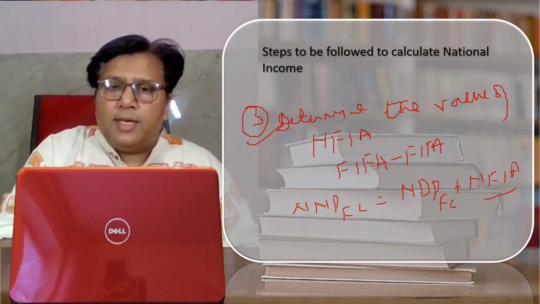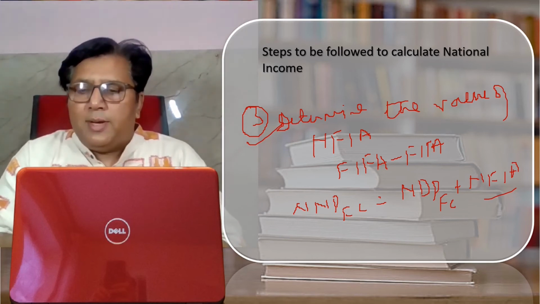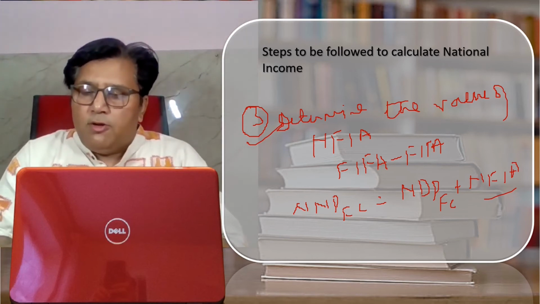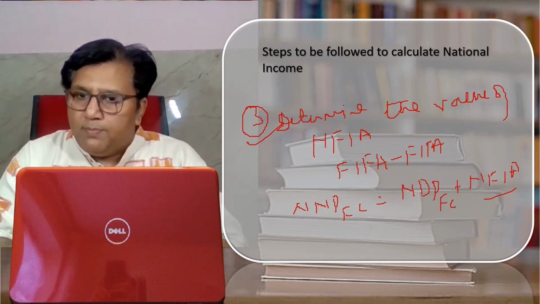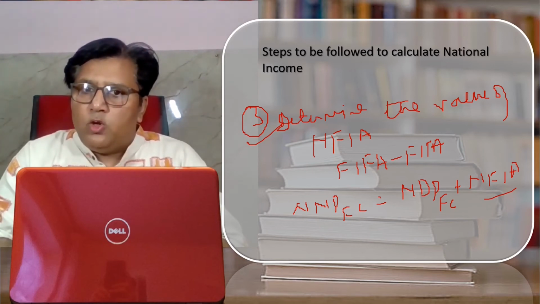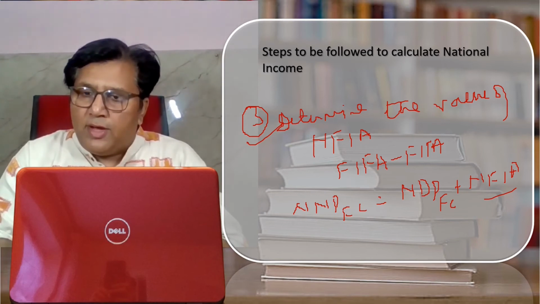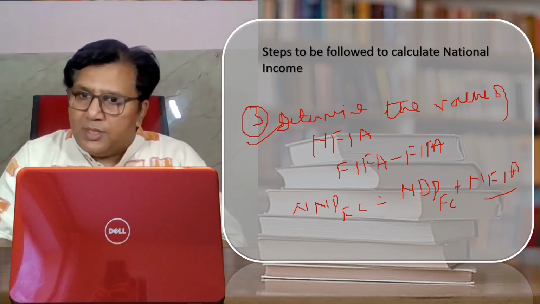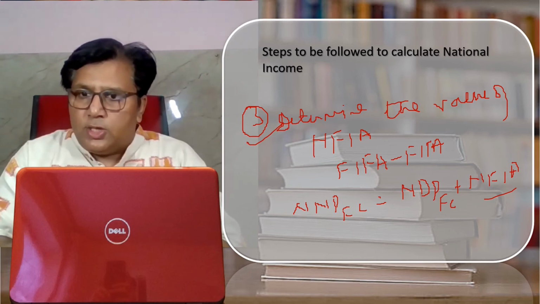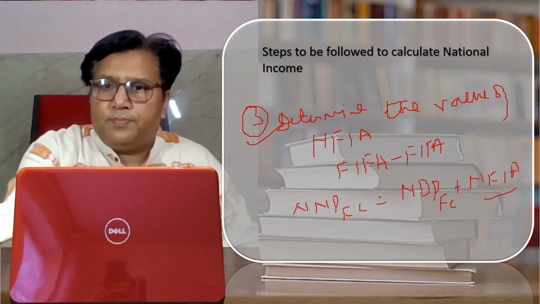So to determine the national income by the expenditure method, we follow three steps. The first one is finding out the value of the GDP-MP, then finding out the value of domestic income, then finally finding out the value of NFIA, and use the NFIA in the NDPFC domestic income to calculate the national income. I hope the point is clear.